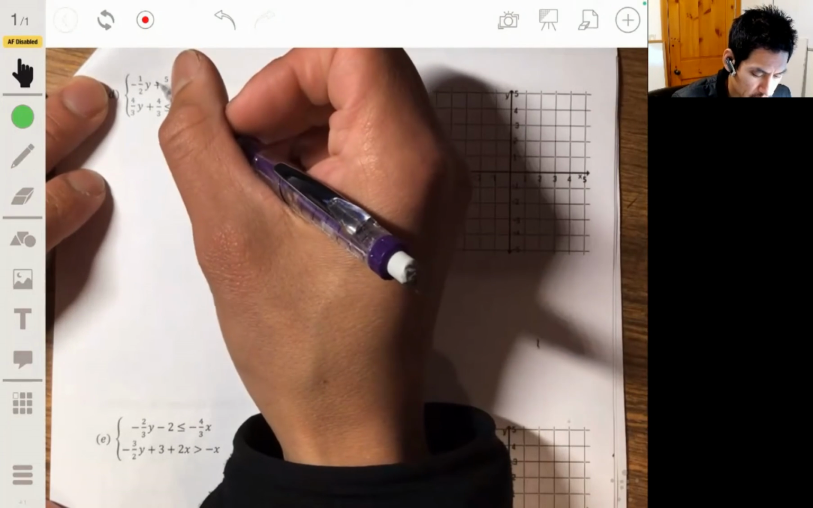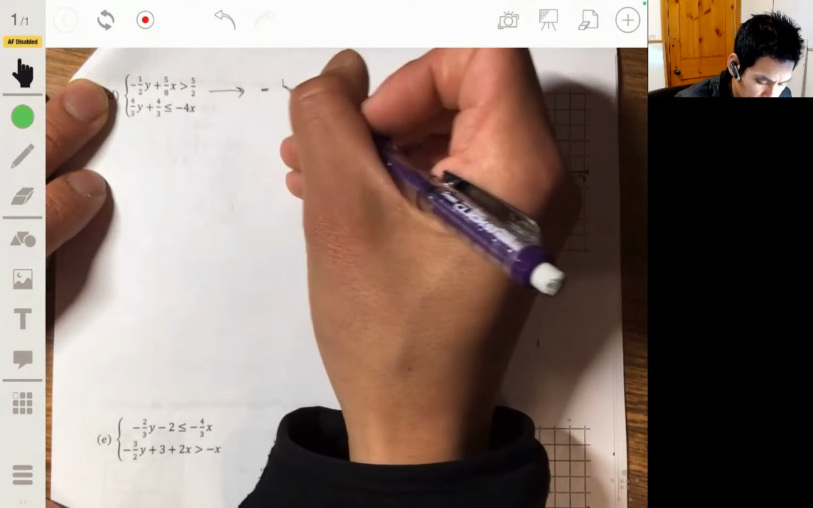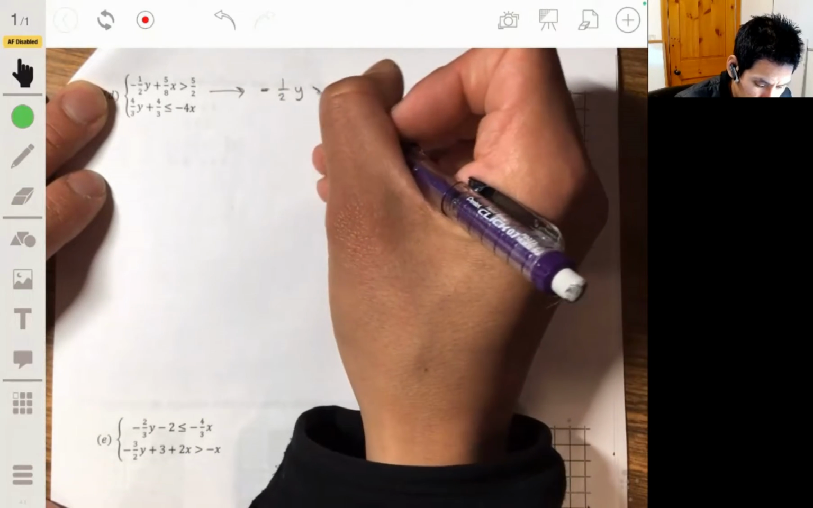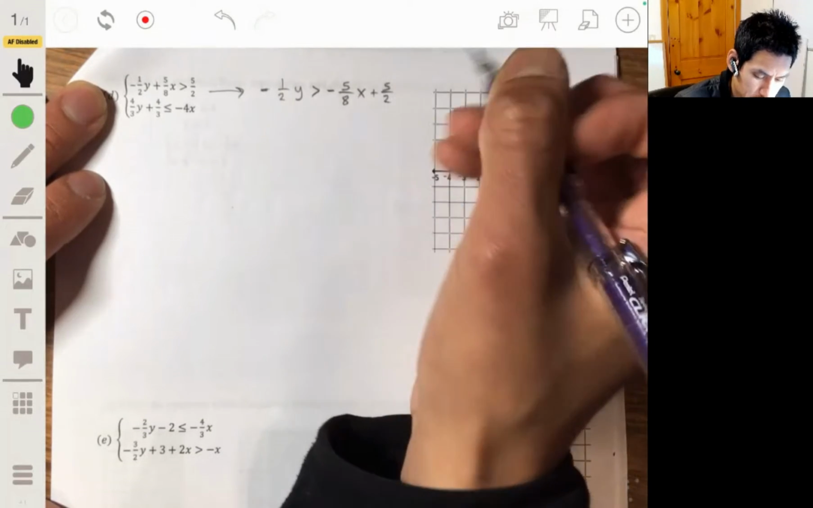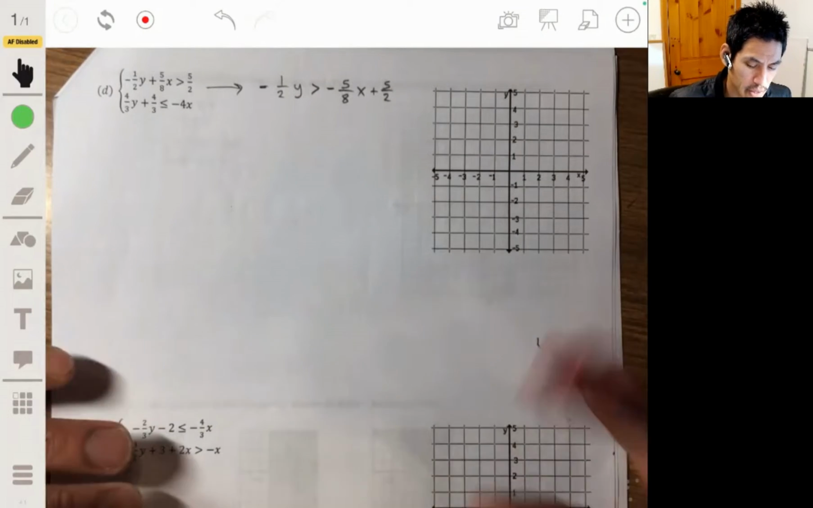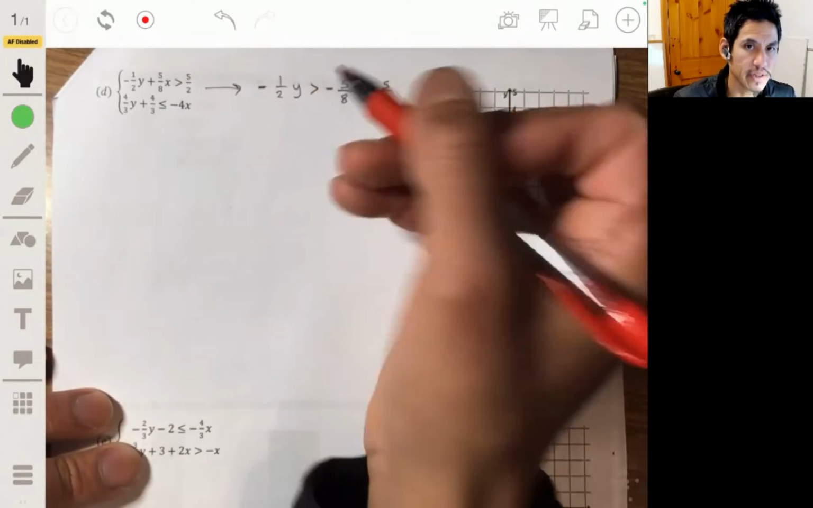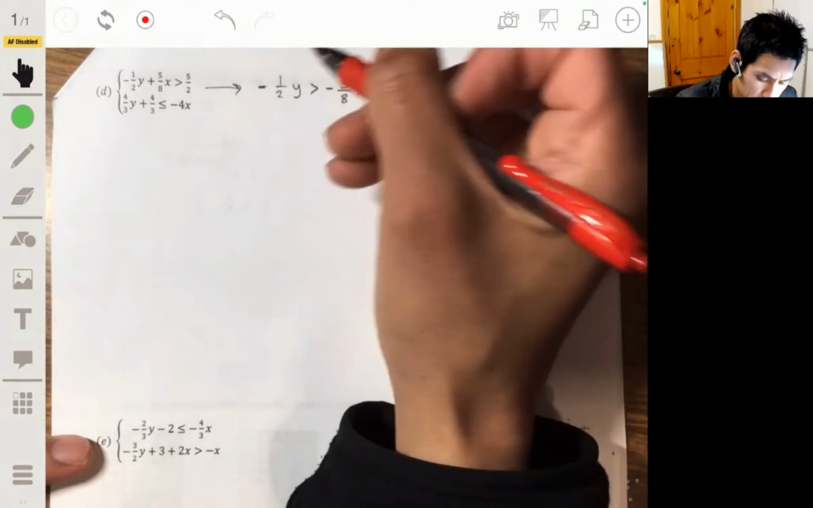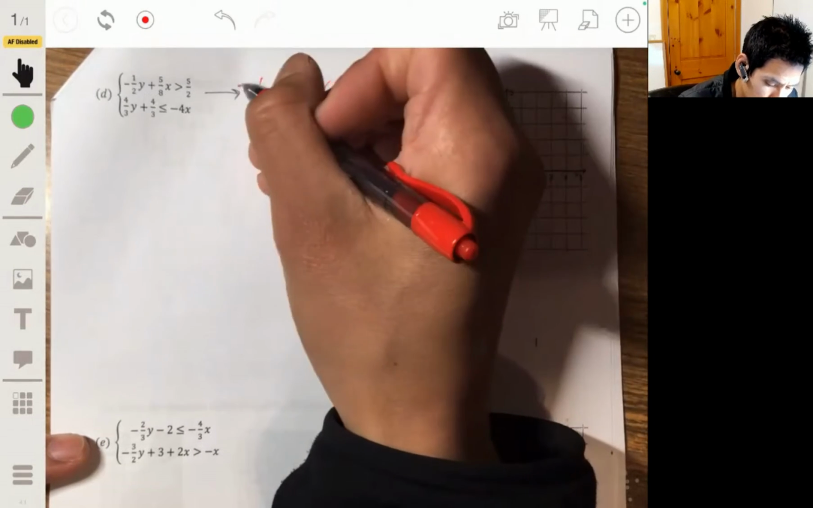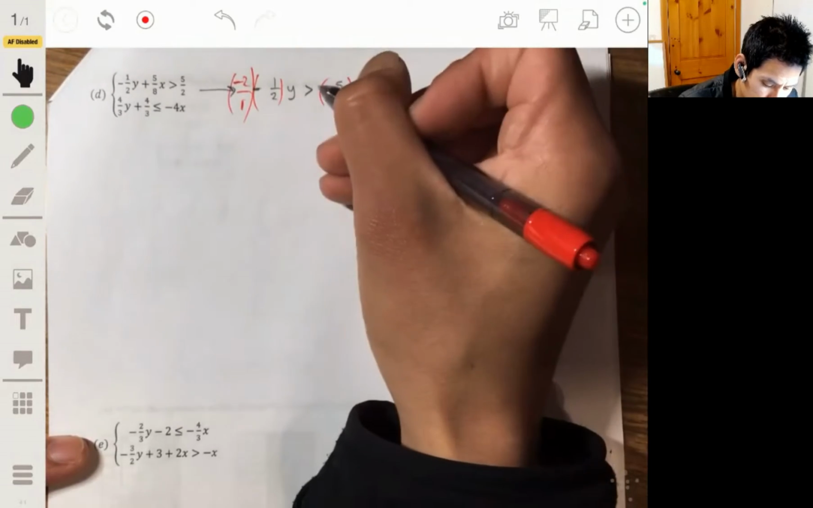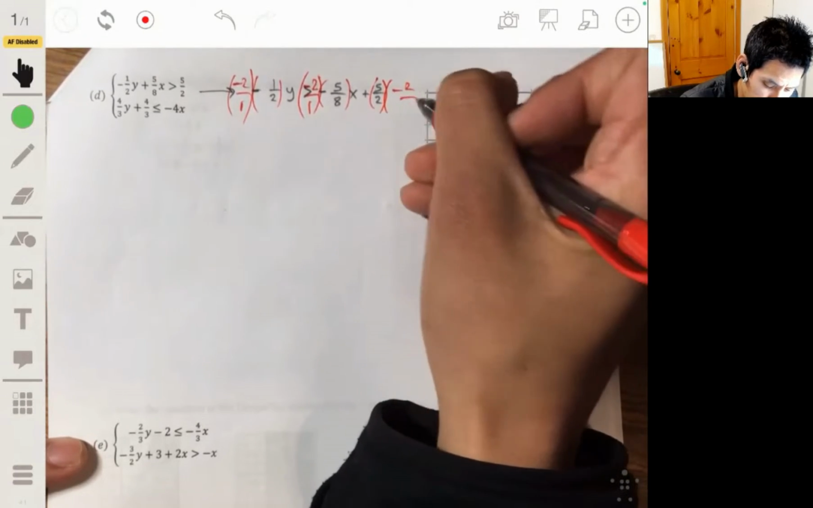Here I go. I'm gonna start off by taking away negative 5/8 x because I want to again get y by itself. So again, negative 1/2 y is greater than negative 5/8 x plus 5/2. Then I'm going to multiply everything by negative 2/1, or divide everything by -1/2. So multiplying everything by -2/1, I'll go through the steps, even though it's maybe a little bit messy.